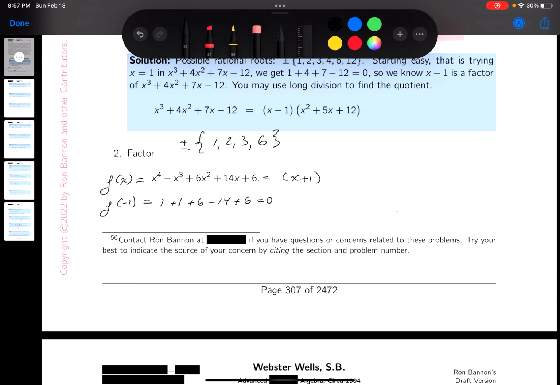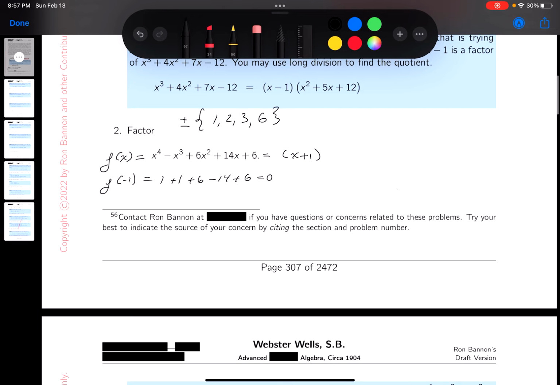What am I going to do now? Long division to find out the remaining polynomial, which would be cubic. It's going to be doable. So let's write this over here, and I'll have a remainder of 0. x plus 1 divided into x to the fourth minus x cubed plus 6x squared plus 14x plus 6. All right, what do you get over there?